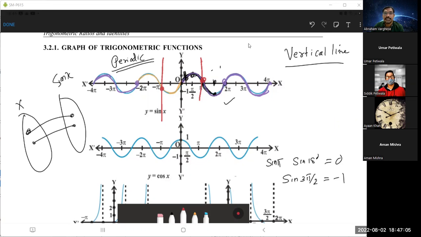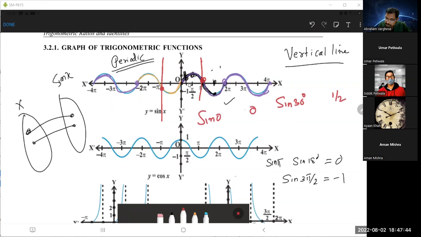Yeah, fine, correct. Because for any value of x, sin x exists, so sin x is a function. Now another question: is it a one-to-one function? That we also learned. One-to-one function means for one x, there should be only one y. But here, for the same value, we can get more than one value, right? Say sin 30 is equal to half. Sin 150 is also 1/2.